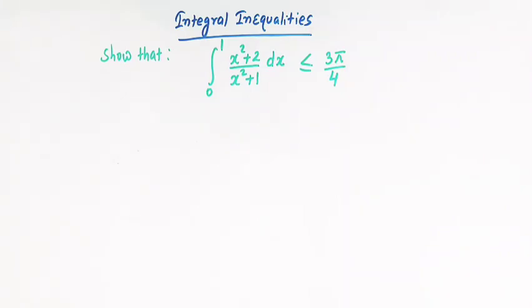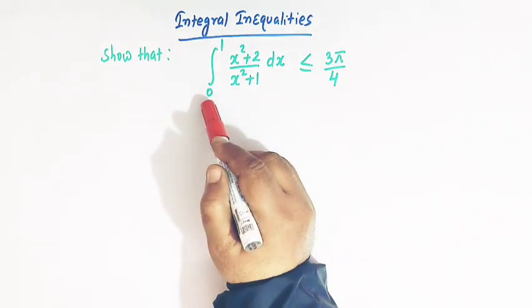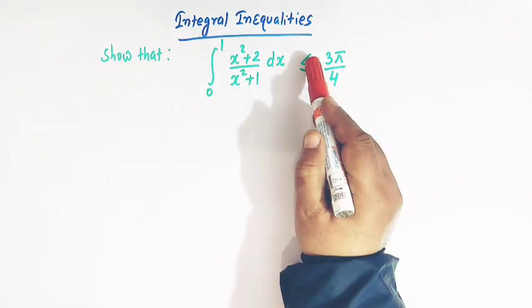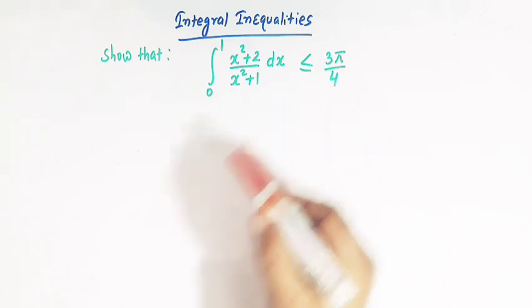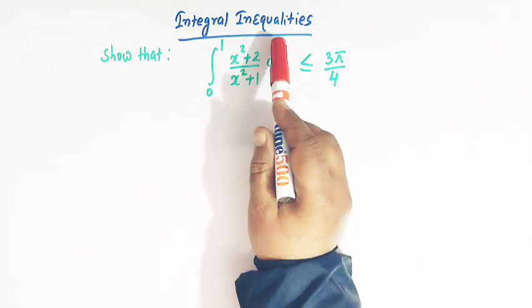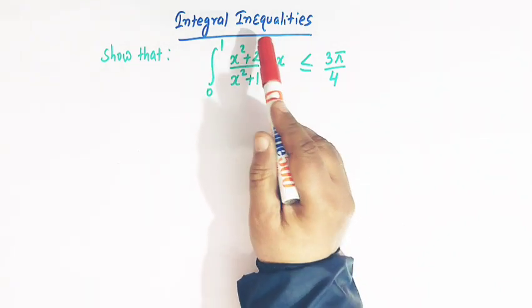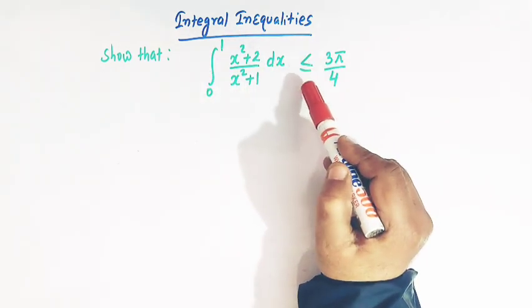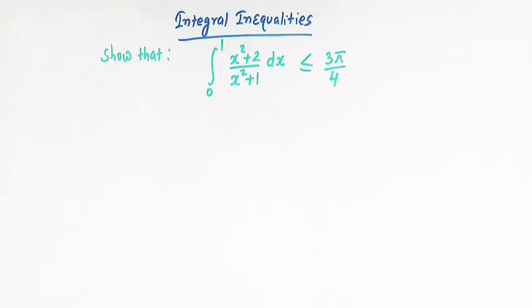Hello viewers, in today's class we are going to discuss one important problem related to integral inequalities. In this problem we have the integral from 0 to 1 of (x² + 2)/(x² + 1) dx is less than or equal to 3π/4. So what we have to do is estimate the value of this integral and show that it is less than or equal to 3π/4.